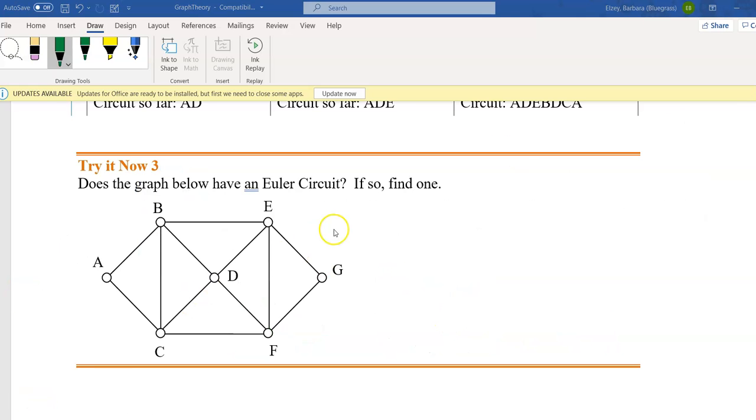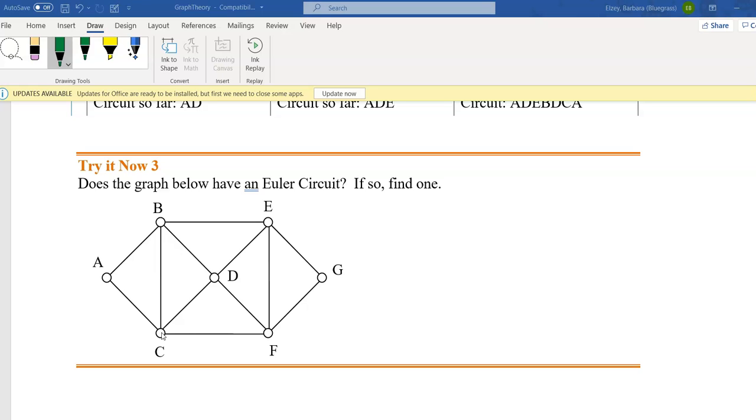So let's look at this one and let's determine if this has an Euler circuit. Well, let's notice this one is even. 1, 2, 3, 4. So B is even. 1, 2, 3, 4. E is even. 1, 2, that's even. 1, 2, 3, 4, even. 1, 2, 3, 4, even. 1, 2, 3, 4, even. So all of the vertices have an even degree, which means there is an Euler circuit.